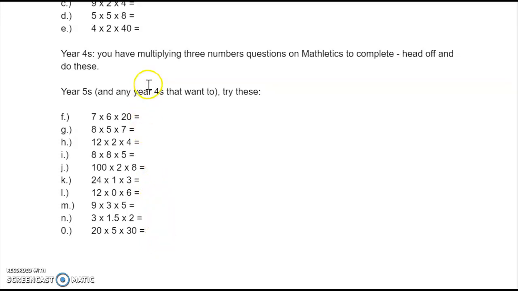Okay, year 4s, year 5s. 4s do the first 5 in the Mathletics. 5s do the first 5 and the next 10. And any year 4s that are wanting to be really, really ambitious, you can do everything. Don't forget to turn your document in.